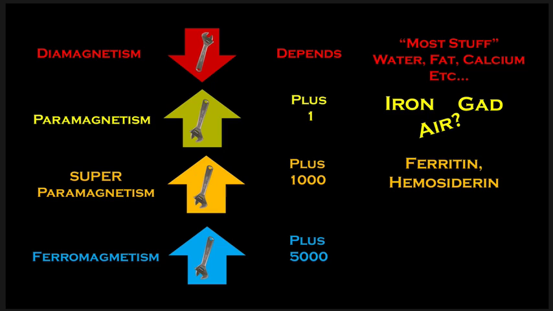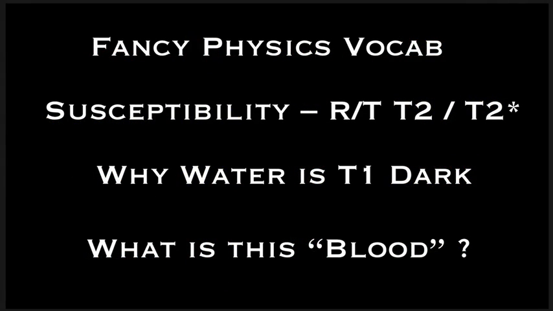And then you've got some other things in the body that we're going to talk about also, ferritin and hemosiderin, that have an even stronger augmentation of the magnetic field, and they're considered superparamagnetic. And then there are foreign bodies like iron and steel, like the gallbladder clips, that will show up in a scan, and they are extremely ferromagnetic. So the effects that we're going to talk about related to this will be exaggerated to an even more extreme degree. So those are our fancy vocab words.